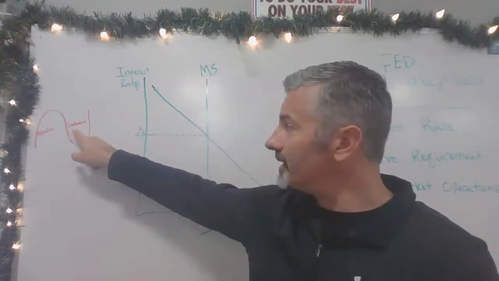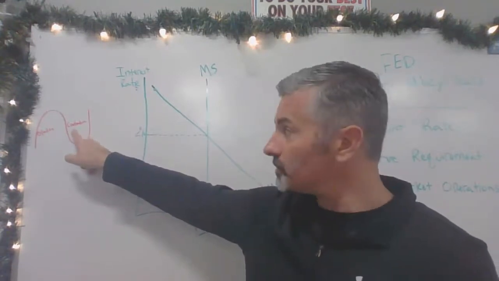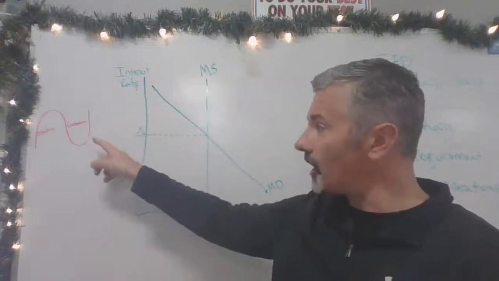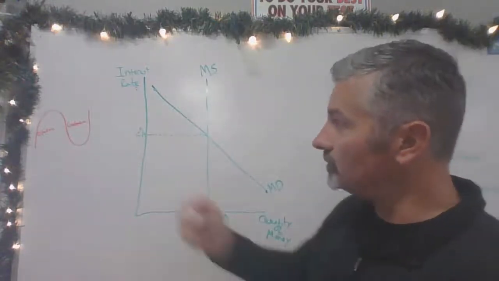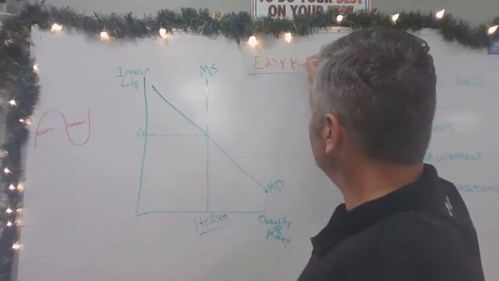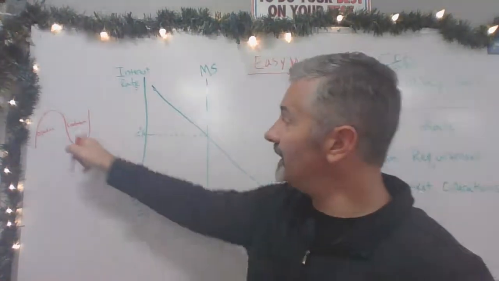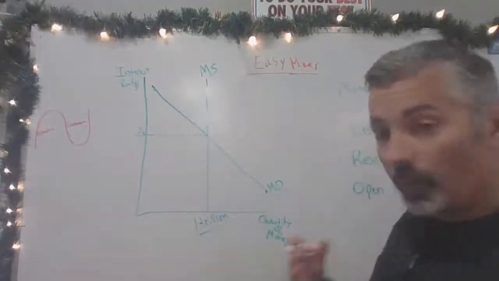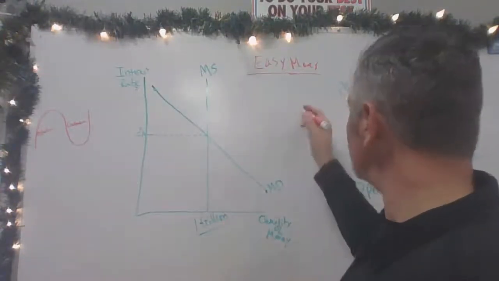So what the Fed would do with this policy is they want to put money into the economy, right? So what policy would they use? They would use an easy policy, right? Easy money policy. They want to put money into the economy to get us going, right? So once again, what are the tools? What would they do with that policy?